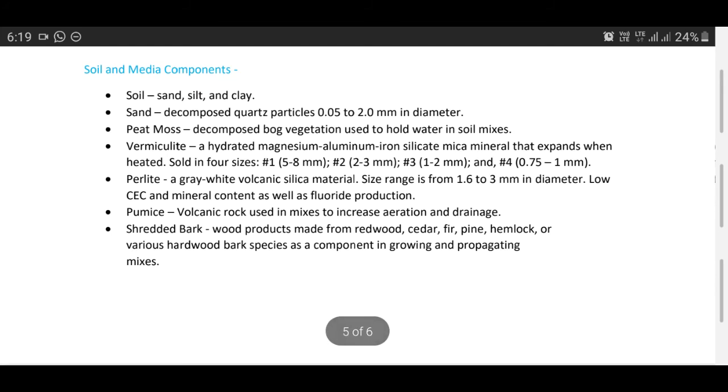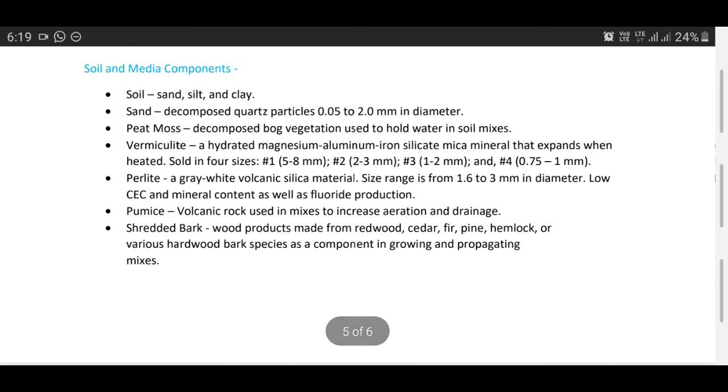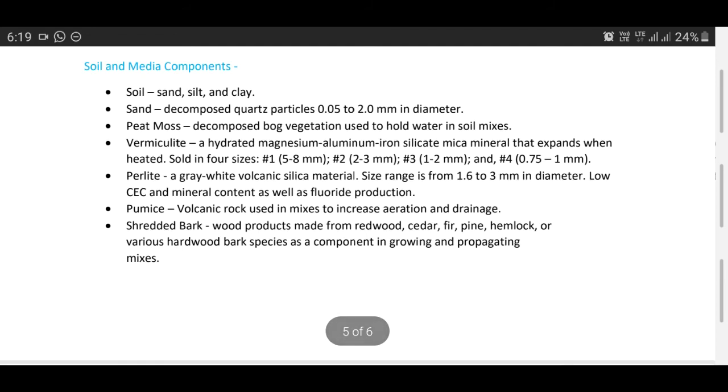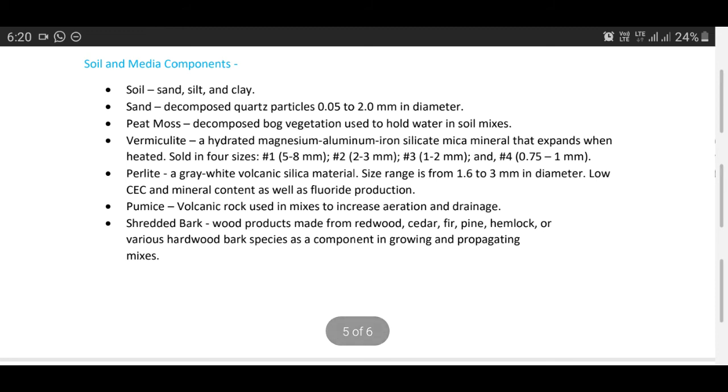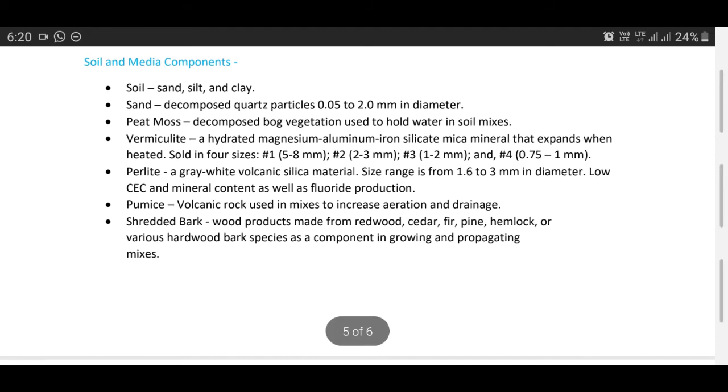Vermiculite: a hydrated magnesium, aluminum, iron silicate mica mineral that expands when heated. Sold in 4 sizes: number 1, 5 to 8 mm; number 2, 2 to 3 mm; number 3, 1 to 2 mm; and number 4, 0.75 to 1 millimeter.